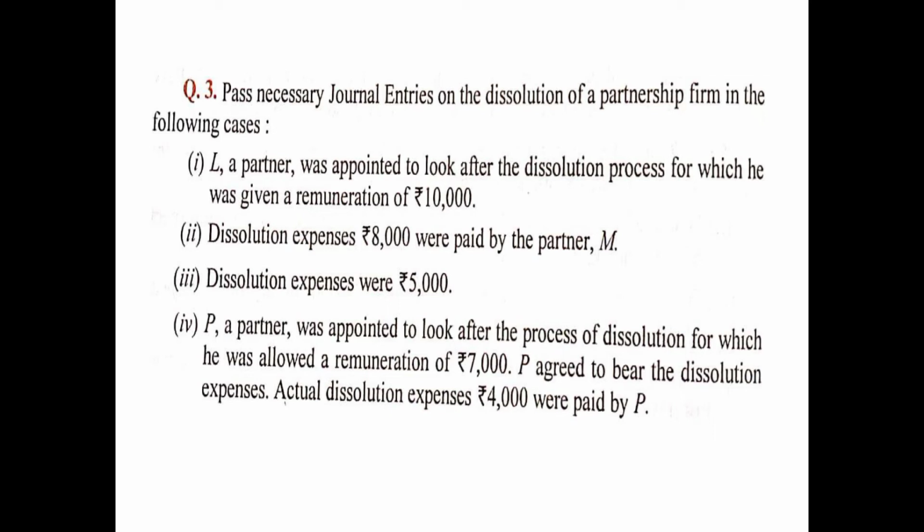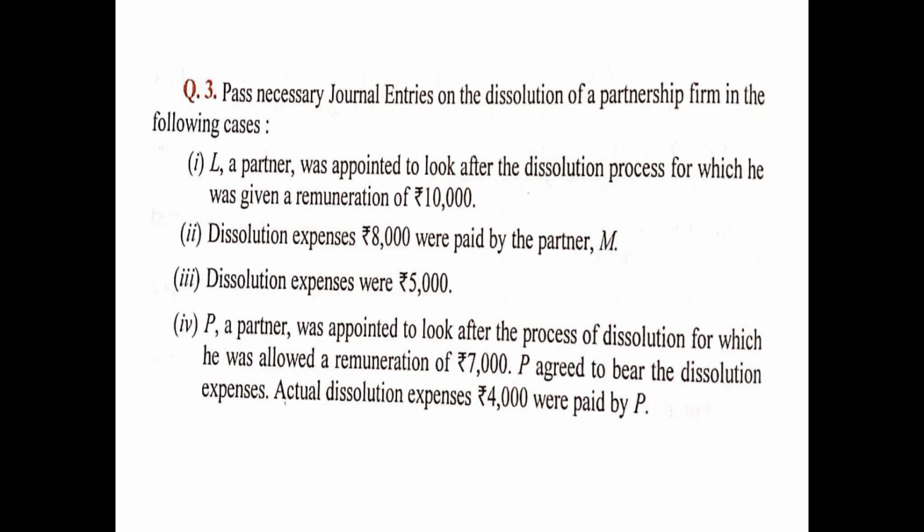The third case is dissolution expenses were rupees 5,000. Nothing is mentioned, so we will assume that these are paid by the firm. So the entry for it will be realization account debited 5,000 to cash or bank account 5,000.